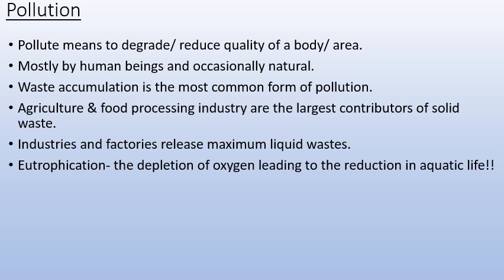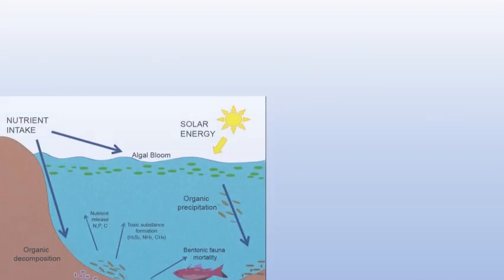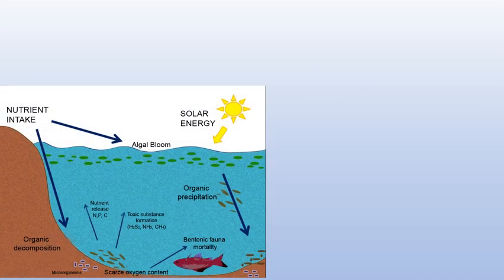Eutrophication is a process which is a result of water pollution, and it eventually leads to the depletion of oxygen in an aquatic water body. So this is what happens in eutrophication. You have to notice that this picture has two or three important terms. The term in the top left, nutrient intake, the term in the middle, algal bloom, the term on the right, solar energy, and the term at the bottom, scarce oxygen content, are the four most important terminologies which need to be known for this eutrophication process.